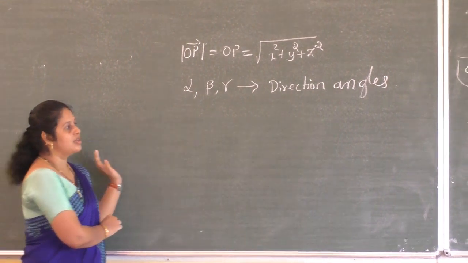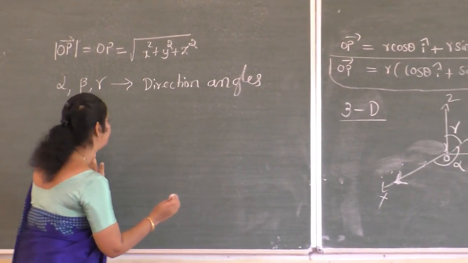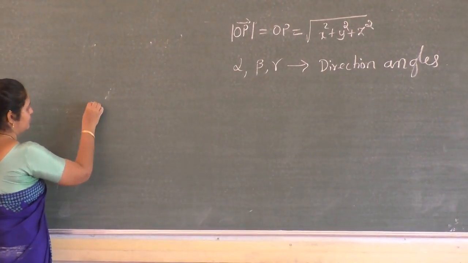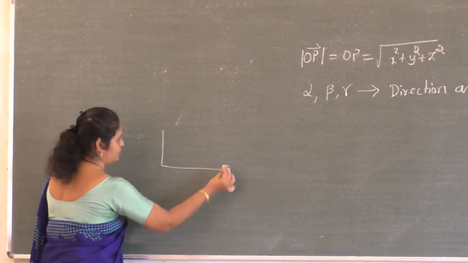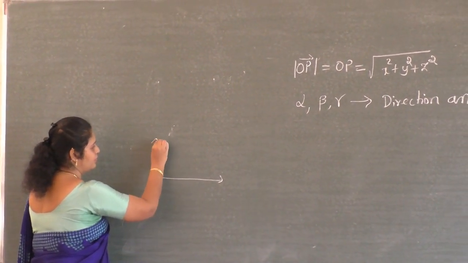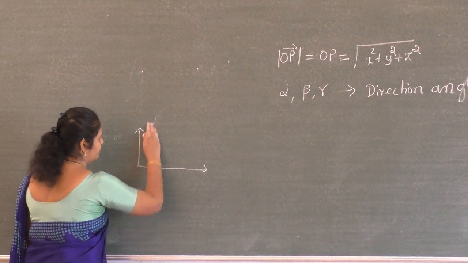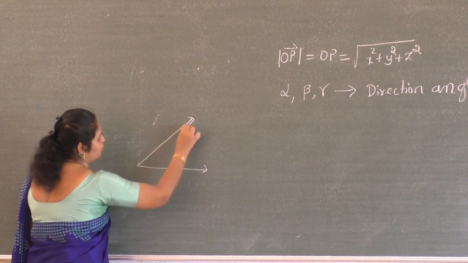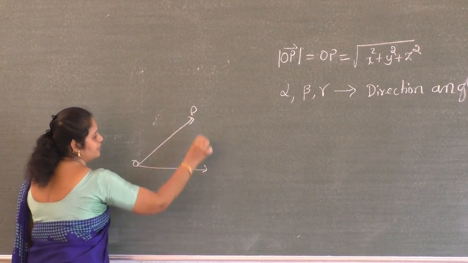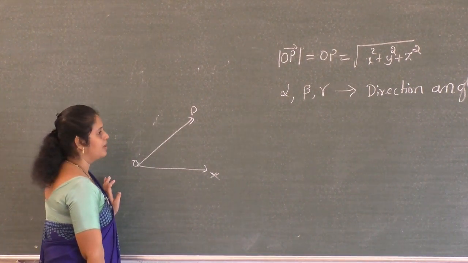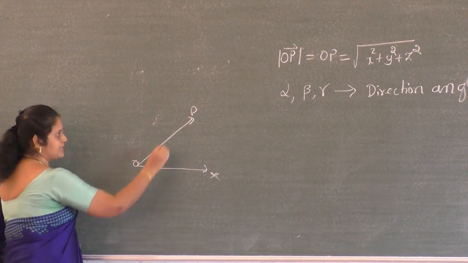Now I will take them separately. Okay, I will take the 2D plane ones. Now this is vector OP, and I will take the x-axis. Vector OP and the x-axis.